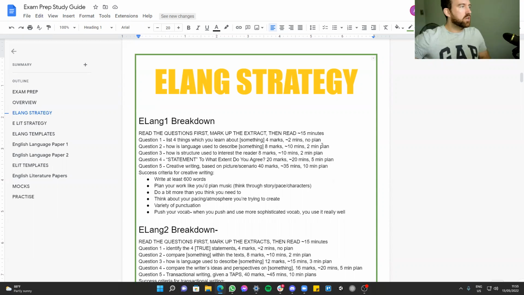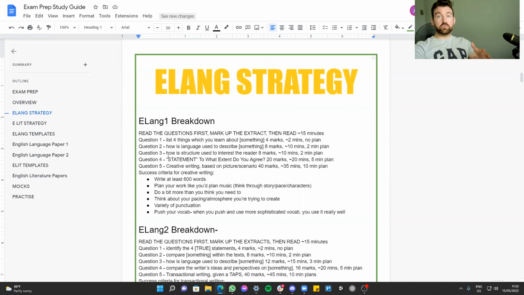So the first thing you're going to want to do for English language paper one is read the questions. It sounds obvious, but make sure you read the questions and mark out certain key prompts on the extract, so that when you come to read the extract, you know exactly what quotes and things you're looking for. That process of reading the question, marking up the extract, getting the quotes, in total should take about 15 minutes.